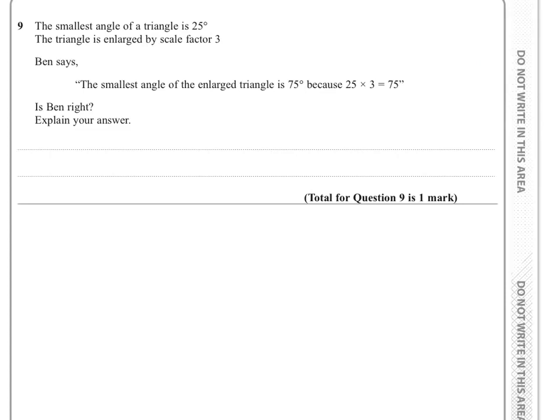Question 9. It says the smallest angle of a triangle is 25 degrees. The triangle is enlarged by a scale factor 3. So if we had a triangle where its smallest angle was 25, let's just say there it is, that's 25 degrees there. And it says the triangle is enlarged by a scale factor 3. So to enlarge a triangle means they're going to be similar. So if you made it 3 times bigger, you'd have something like this.